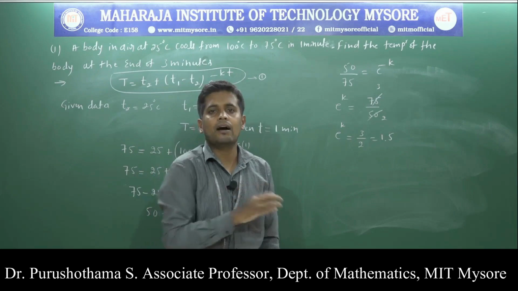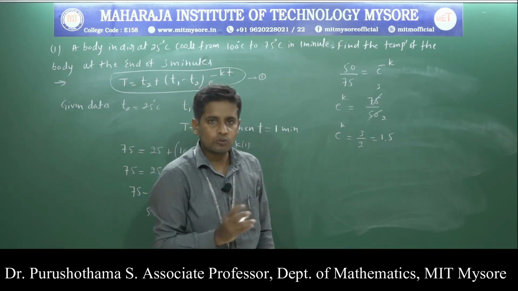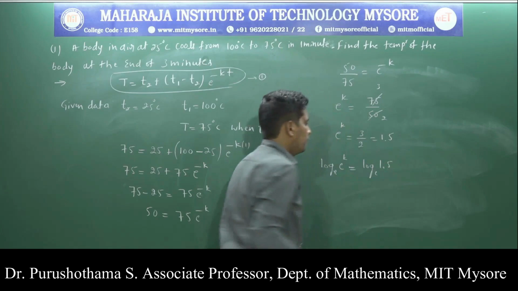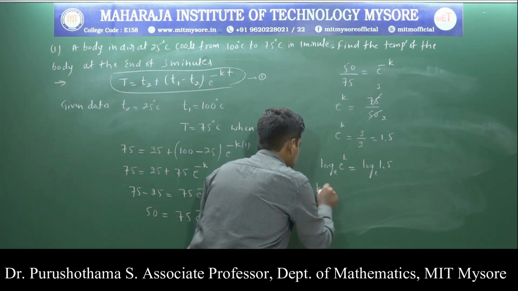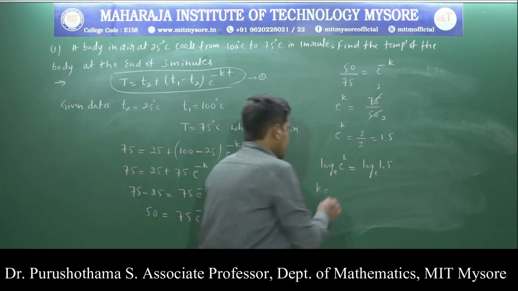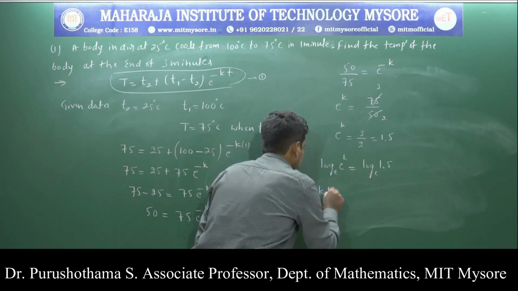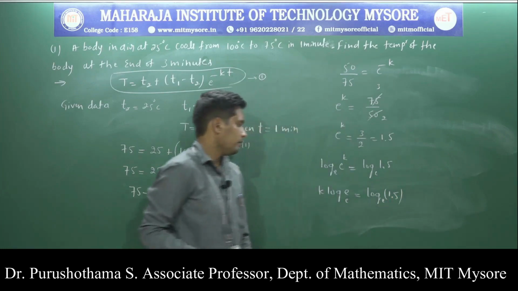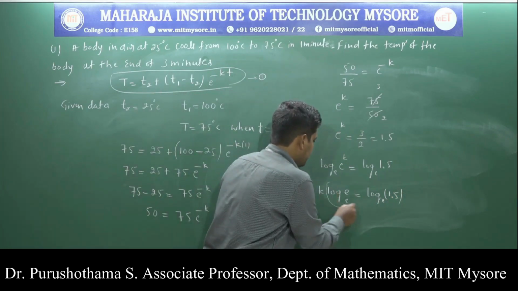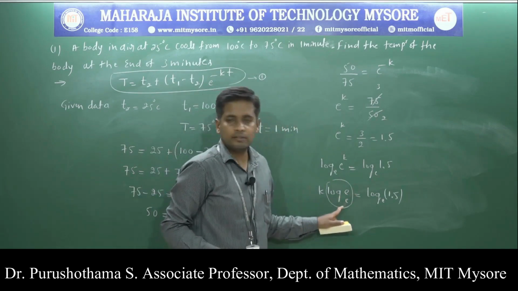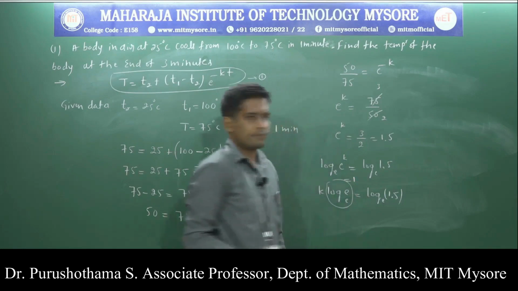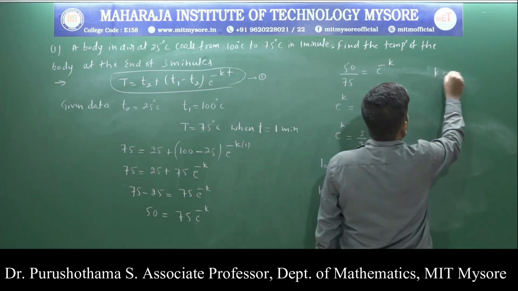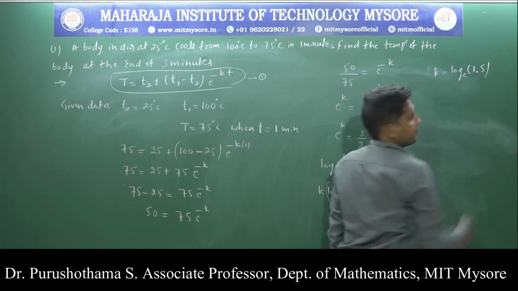In the next step, take log on both sides, meaning the natural logarithmic function on both sides. Therefore, log of e power k with base e is equal to log of 1.5 with base e. Here I am going to use the logarithmic function property: k into log e with base e is equal to log base e of 1.5. But we know that log e with base e is equal to 1. Therefore, k equals log e of 1.5.